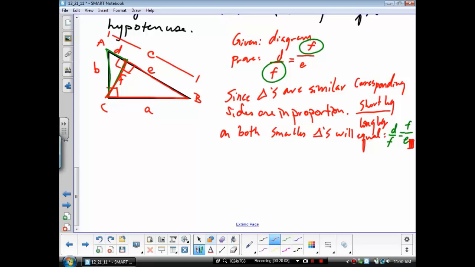Easier than thinking of similar triangles in short leg and long leg, however, is to remember that this altitude right here is the geometric mean between these two pieces. Much easier than thinking similar triangles. Once you know F is a geometric mean between D and E, you don't have to think short leg, long leg, and confusing two triangles. You can just know that D is to F as F is to E.